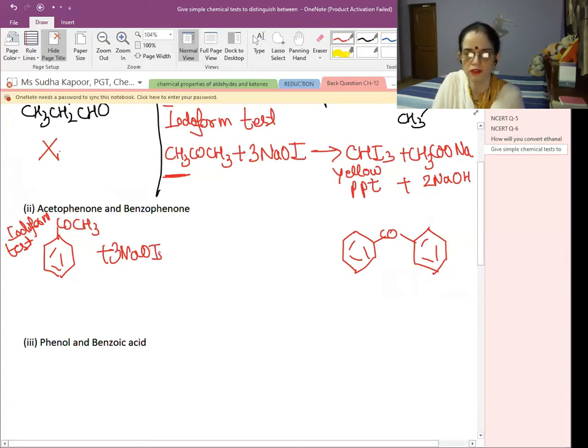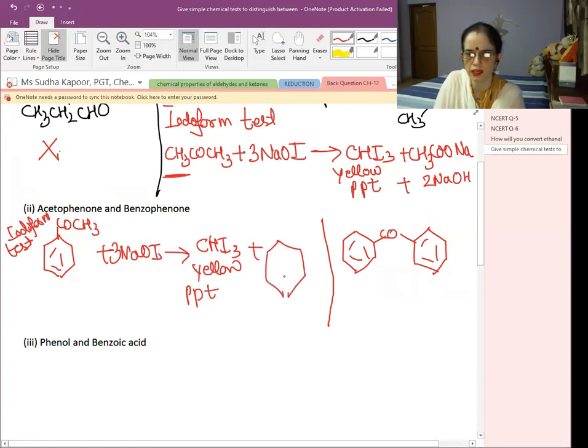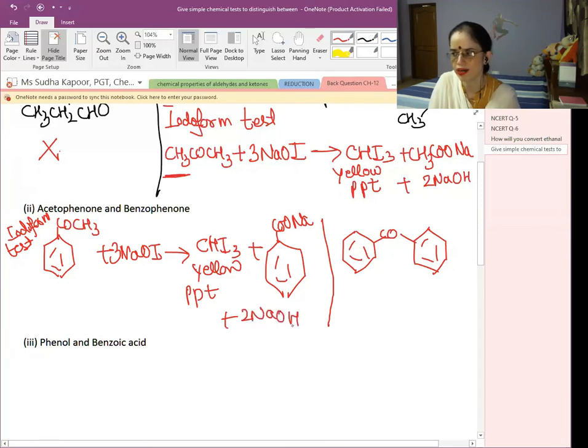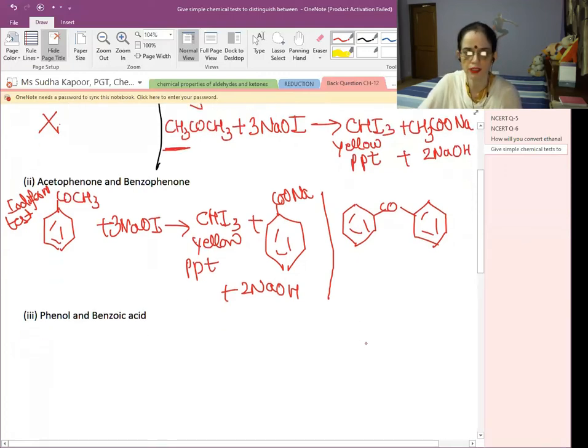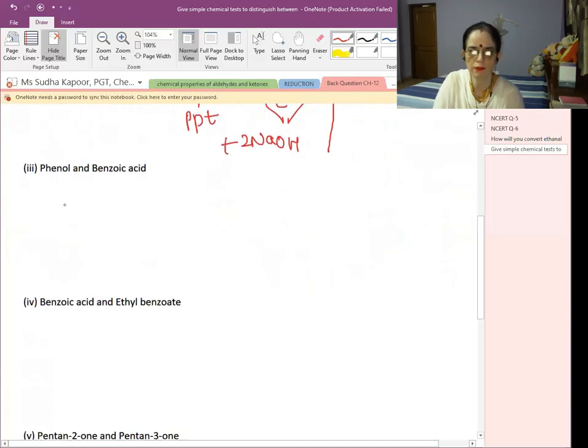And we will be getting the product as CHI3. What is CHI3? The yellow PPT of iodoform. Yellow PPT of iodoform is obtained along with the remaining carbon converted into carboxylate ion, ring with the COONa, and the remaining is 2NaOH. So iodoform test can easily be used when we are having the methyl aldehyde or the methyl ketones. Now coming to the third distinguish, it is phenol and benzoic acid.